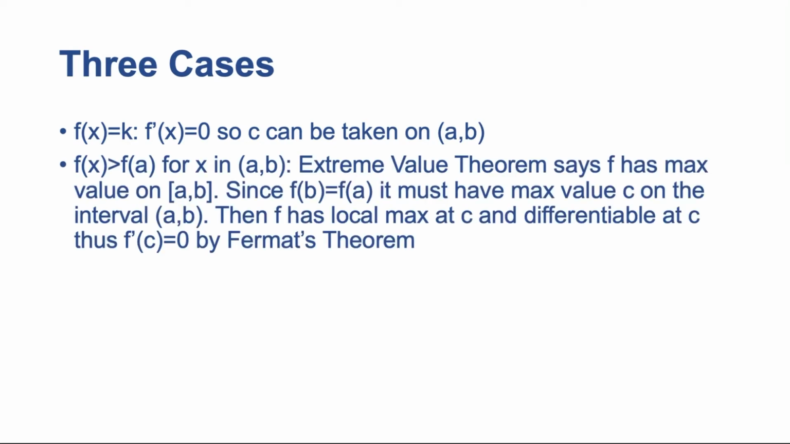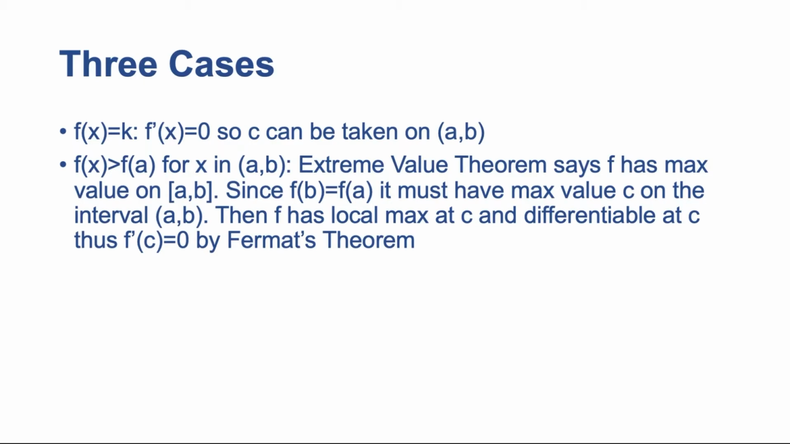Okay, then the second case is where f(x) is greater than f(a) for some x in (a, b). So that means that the extreme value theorem says that f is going to have a max value on [a, b], and since f(b) equals f(a), it must have a max value at some c in the interval (a, b), and that means that f then has a local maximum at c and is differentiable at c, and that means that f'(c) will be 0 by Fermat's theorem.